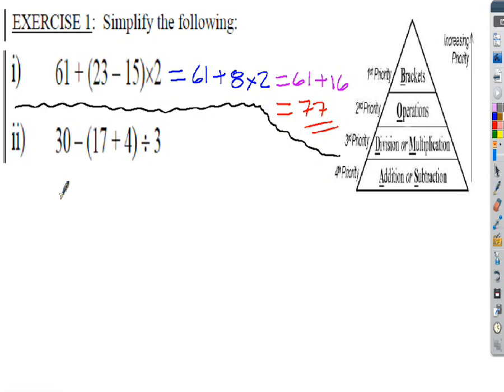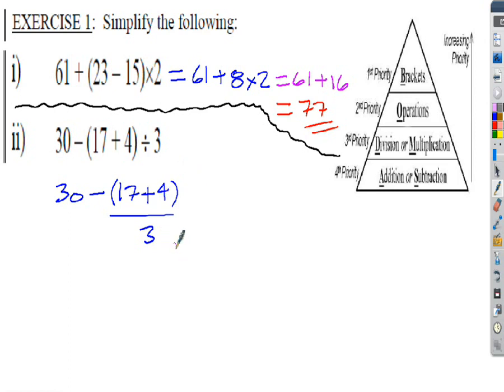Question 2, I'm going to slightly rewrite this for a bit more clarity. 30 minus, in brackets, 17 plus 4. Again, I'll keep my bracket here. All divided by 3. Sometimes it's clear to understand the questions and what's required when it's written on 2 lines.